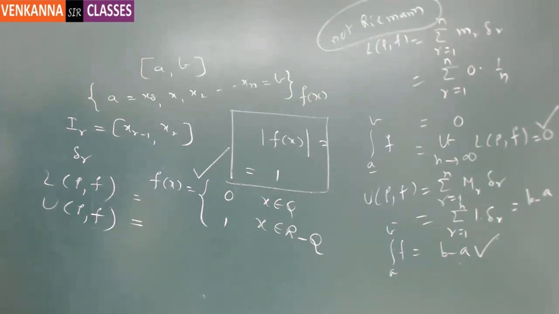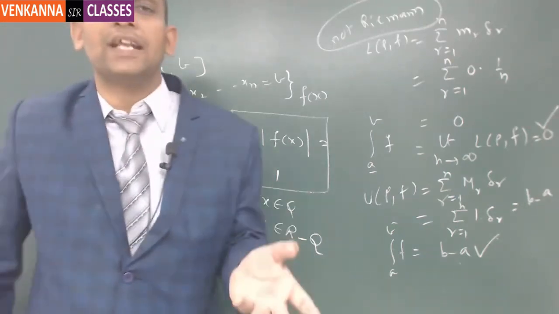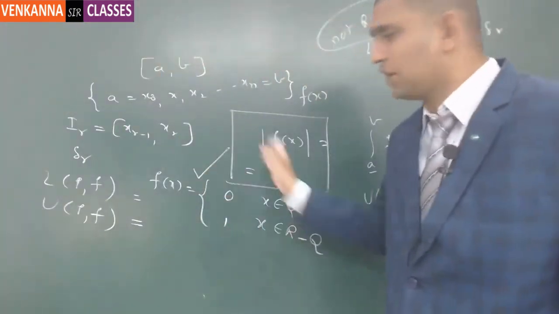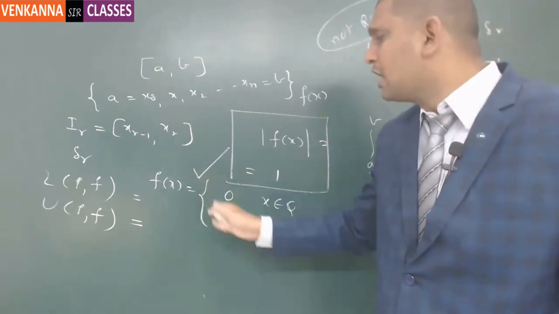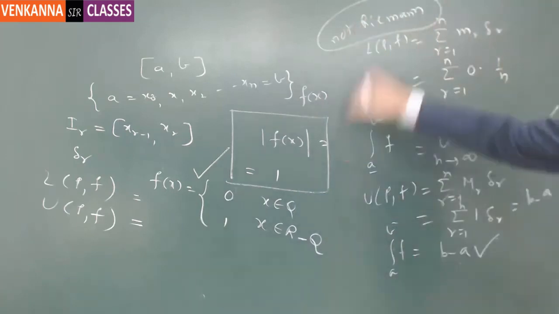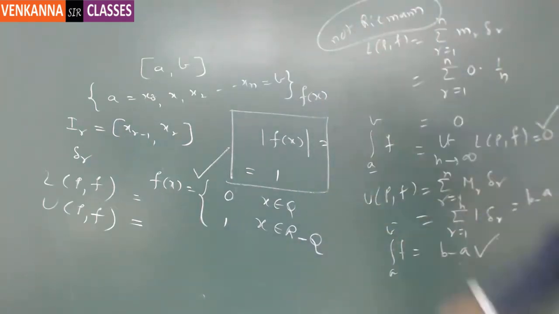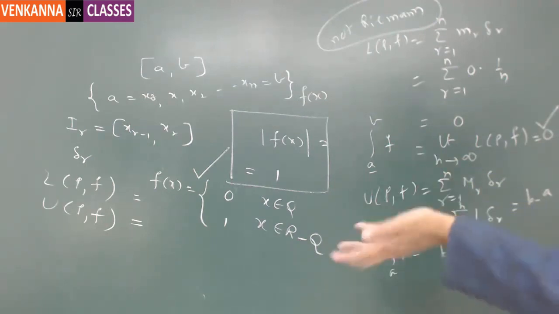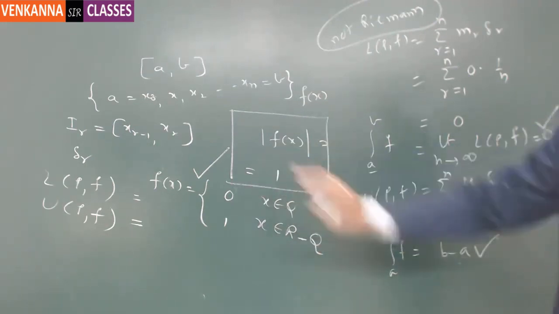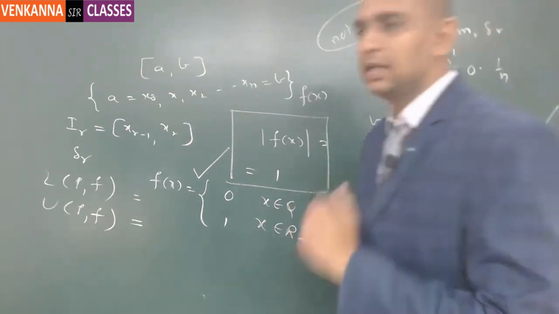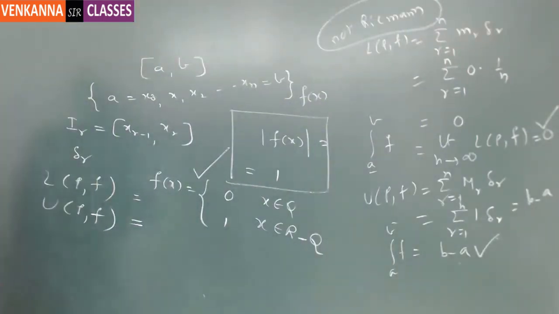So now the question arises: is every bounded function Riemann integrable? Here the example shows that it is a bounded function, because the infimum and supremum exist, but the function is not Riemann integrable. In the previous case also you can take 1 and minus 1. It is also a bounded function, and that example you can take too. So every bounded function need not be Riemann integrable. That was the question.